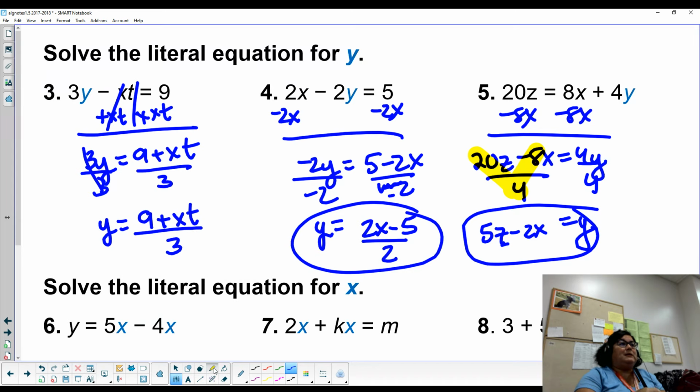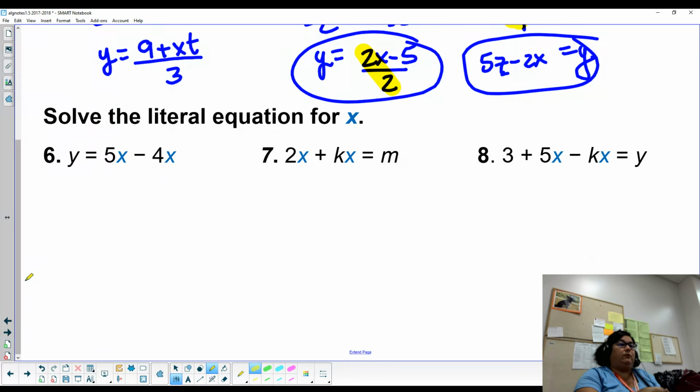Now, the reason I didn't have to do that over here, the 2 and the 2, is because 5 is not divisible by 2. Same thing here. I could have done the 9 and the 3, but then I would have had to also do the 1 that's in front of the x. It's got to be evenly divisible by both of them for you to have to do it.